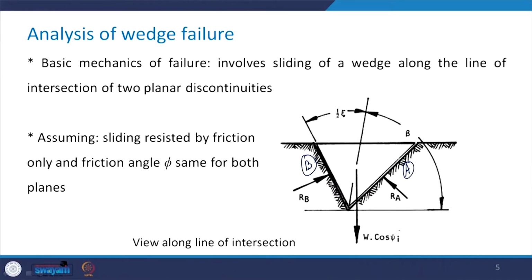Now, the weight of the wedge and its component is going to act in this direction, as has been shown in this figure as W cos psi i. This is the angle bisector of the angle between the two planes in this view, and this angle is zeta, and this is half of zeta, and the angle of the angle bisector from the horizontal is angle beta.